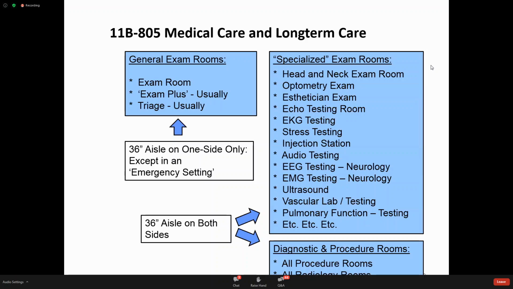The list of rooms, and this is not an exhaustive all-inclusive list, is a whole lot of specialized versions of exam rooms. Those are not given this exception because they're not general exam rooms.